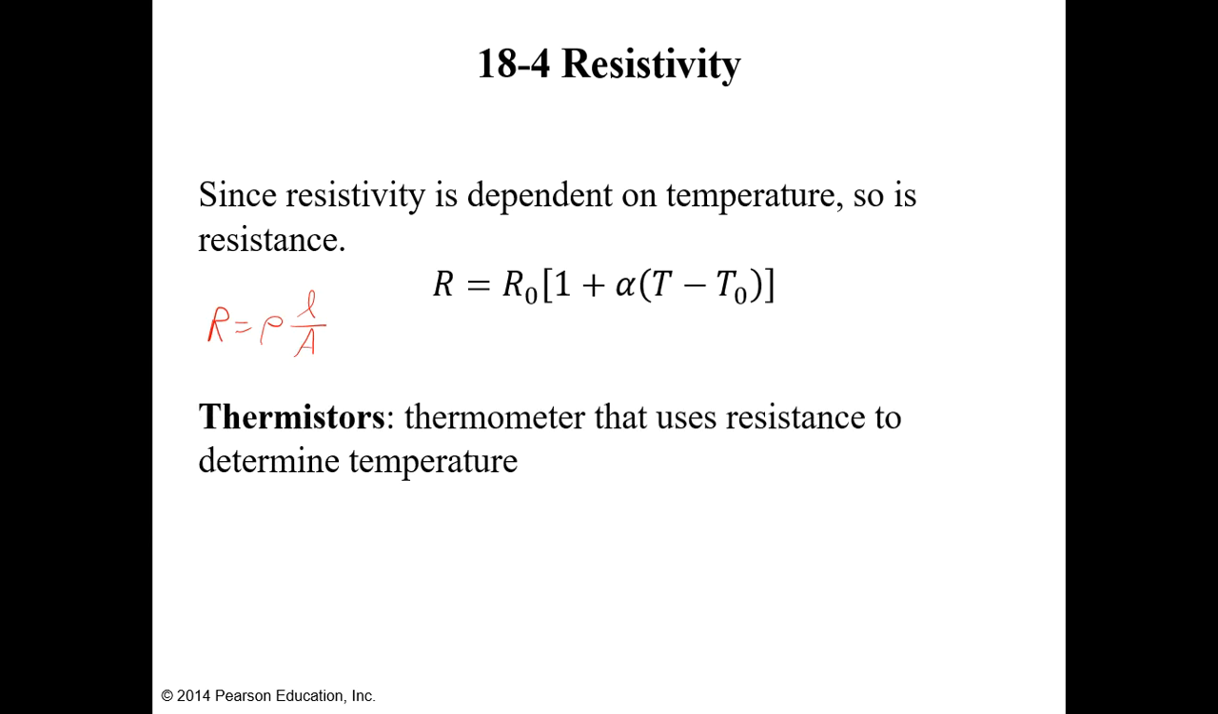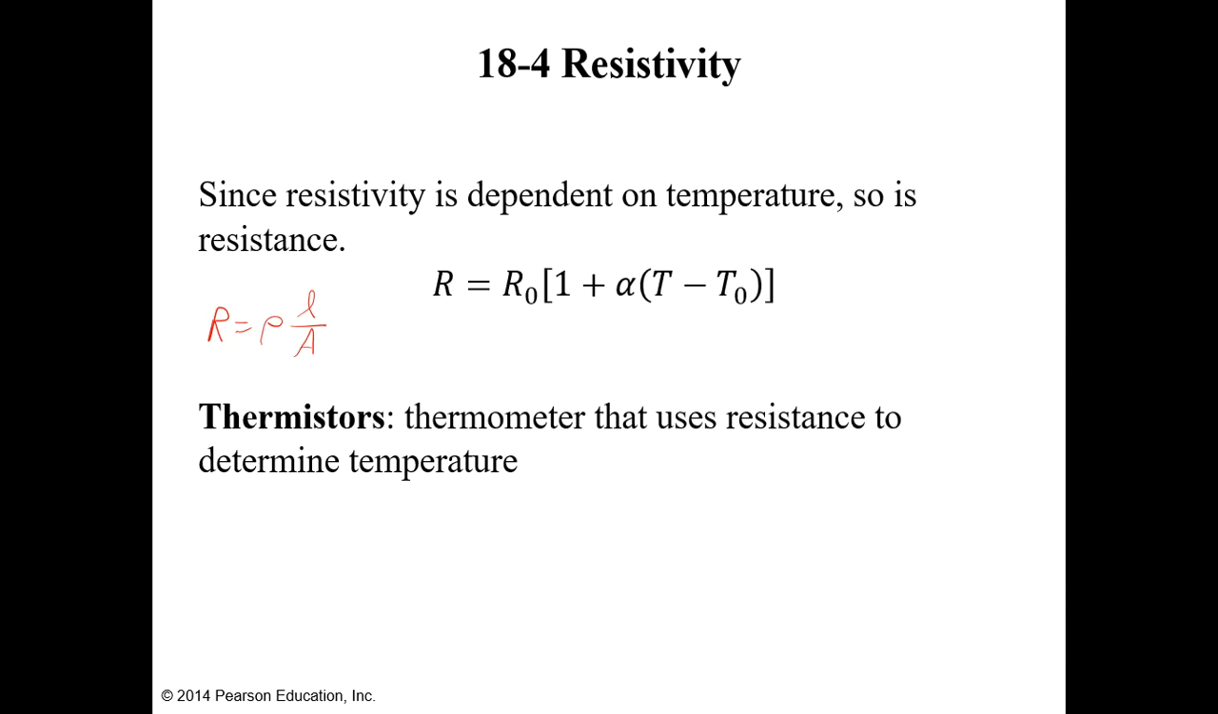This gives us two really cool things that can happen. The first is the principle of a thermistor. Back in chapter 13, when we were talking about temperature, we talked about two different types of thermometers. One where you have a liquid in a bulb, you heat up, the liquid expands. The second one was a bimetallic strip where you have two pieces of metal that expand at different rates. And since they expand at different rates, as they heat up, they'll start to coil. So those were the two types of thermometers we talked about then.